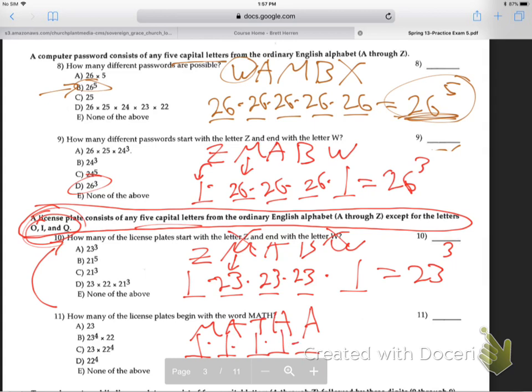Now, how many for the last spot? 23, because there's 23 letters left. I can't use the O, I, or Q, or whatever it was. So 1 times 1 times 1 times 1 times 23 is just 23. There's only 23 license plates that start with the word math, right? It's math A or math B or math C or math D or math E, on through the alphabet. Those are the only ones. There's only going to be 23 of them.